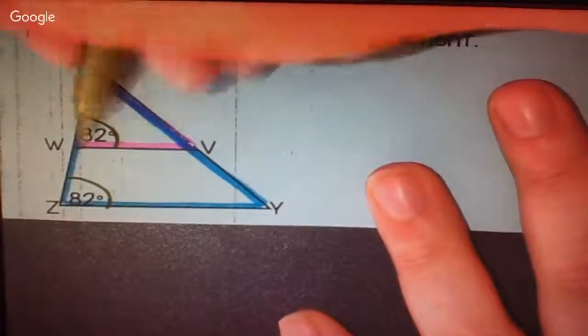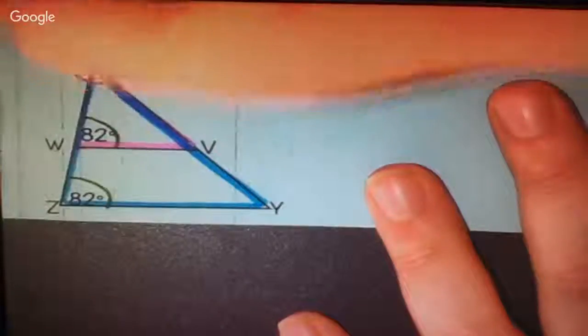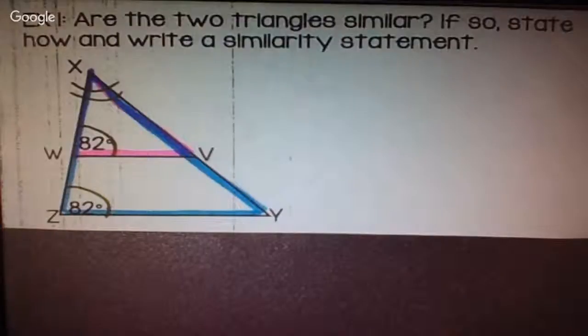Okay, take a look. This is my first triangle. This is my second triangle. They share X in common. That is a reflexive angle. X and what else? Oh, wait, it's a big triangle and a little triangle inside of it. I don't see it.